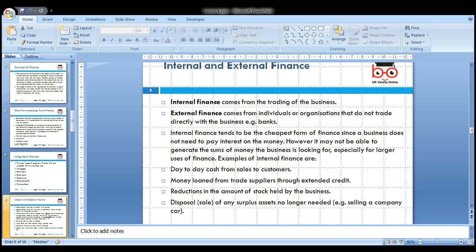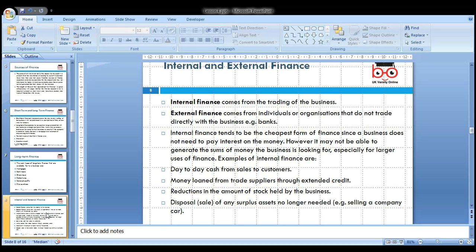Okay, next we're looking at internal and external finance. Internal finance comes from the trading of the business, and external finance comes from individuals who don't trade directly. Internal tends to be the cheapest form of finance, as the business does not need to pay interest on the money. However, it may not be able to generate all of the money the business is looking for.